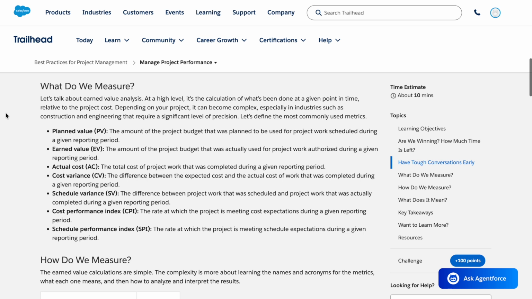Cost variance, CV, the difference between the expected cost and the actual cost of work that was completed during a given reporting period. Schedule variance, SV, the difference between project work that was scheduled and project work that was actually completed during a given reporting period. Cost Performance Index, CPI, the rate at which the project is meeting cost expectations during a given reporting period. Schedule Performance Index, SPI, the rate at which the project is meeting schedule expectations during a given reporting period.